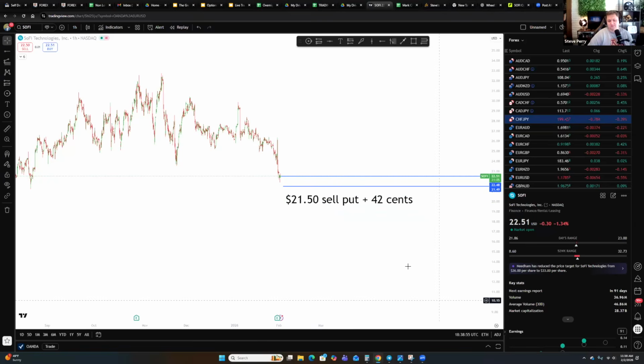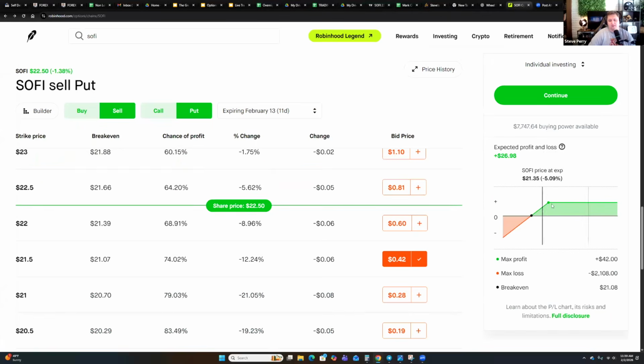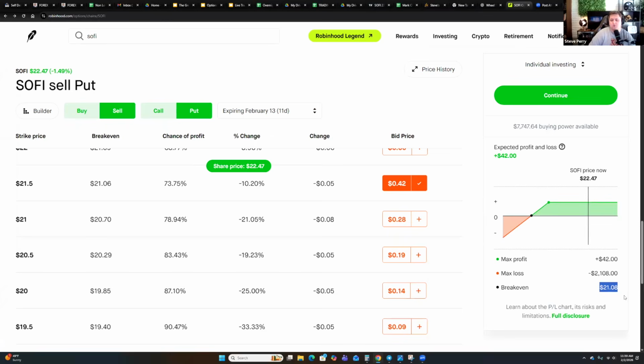So where's our cost basis on this trade? Since we're collecting 42 cents in premium for selling the $21.50 put, this will actually tell you right here, break even is at $21.08. So SoFi would have to drop below 21.08 for us to even lose money. Because it could even go below our strike price and we're still okay, because we're collecting premium for selling this put to somebody else. Okay. So we're going to get $42 for that. And that puts our break even at 21.08.